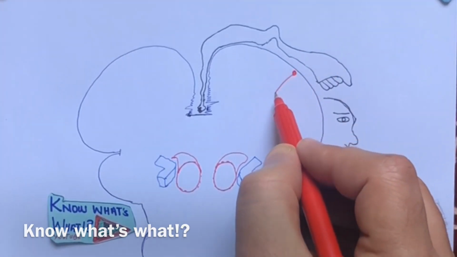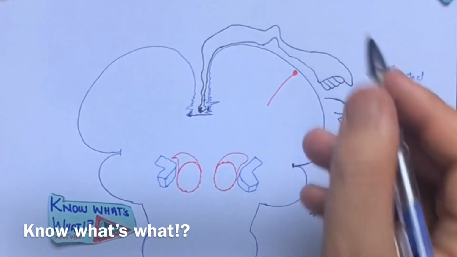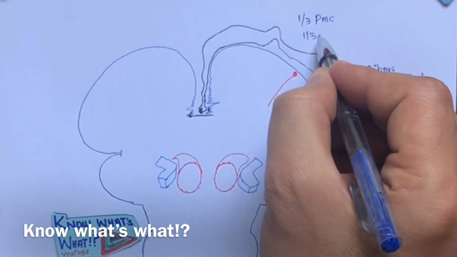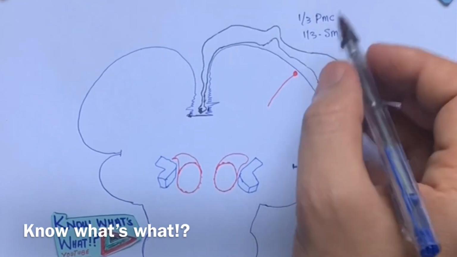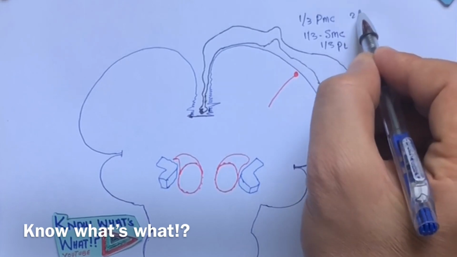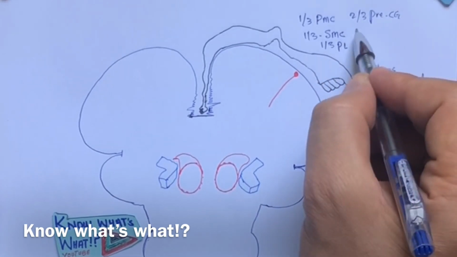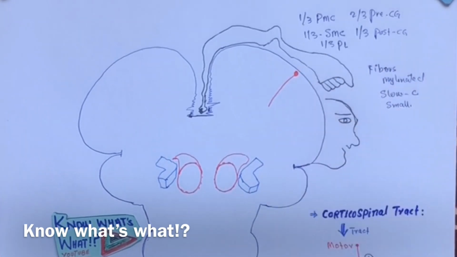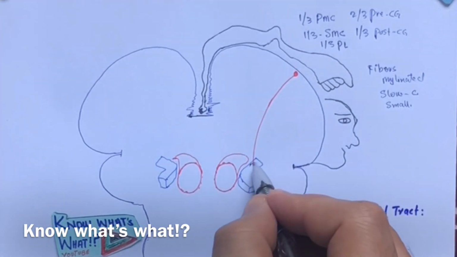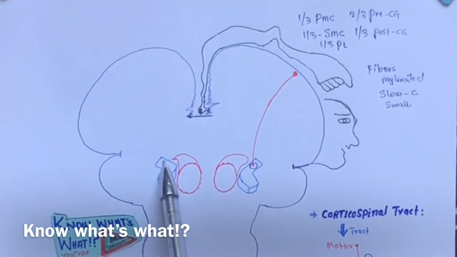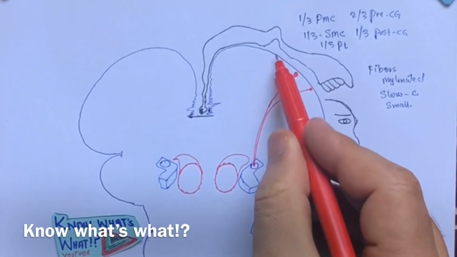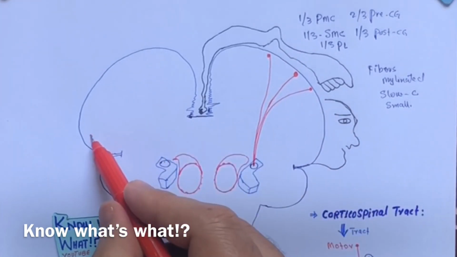Now, if we look at the fibers from the cortex, 1/3 of the fibers are from the primary motor cortex, 1/3 from the secondary motor cortex, and 1/3 from the parietal lobe; or 2/3 from the precentral gyrus, and 1/3 from the postcentral gyrus. These fibers converge together and reach the posterior limb of the internal capsule here. Then they pass through the posterior limb of the internal capsule, the different fibers from the cortex, right? Here as well, from this side.